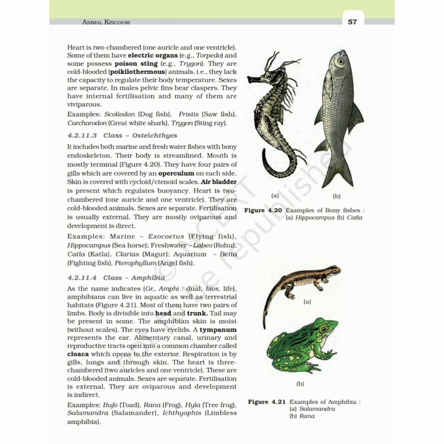Sexes are separate. In males, pelvic fins bear claspers. They have internal fertilization and many of them are viviparous. Examples: Scoliodon, dogfish; Pristis, sawfish; Carcharodon, great white shark; Trygon, stingray.